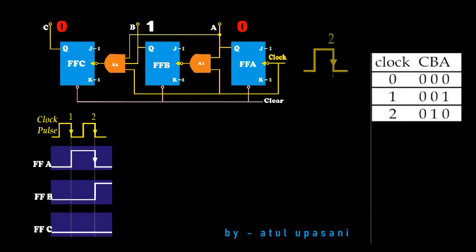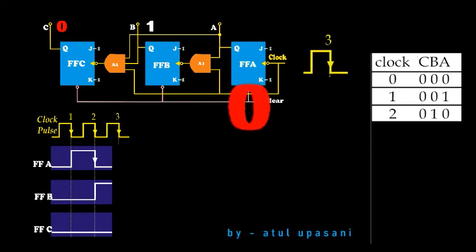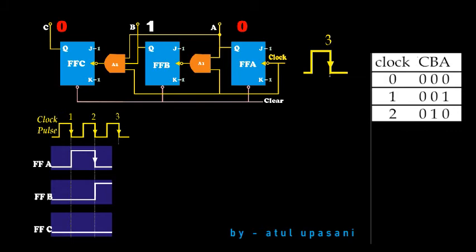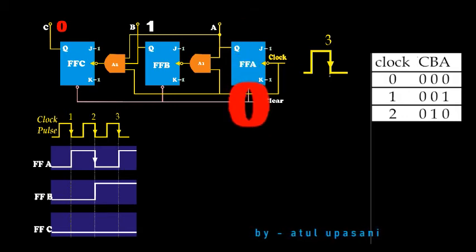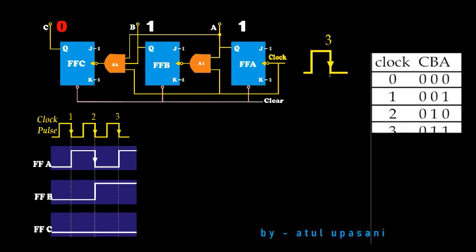Now for the third clock pulse, A equals 0, so both the AND gates will be disabled because the output of A is connected to both the AND gates. So the clock pulse cannot reach flip-flop B or flip-flop C. Hence, at the negative edge of the third clock pulse, only flip-flop A will toggle from 0 to 1. Thus the output will be CBA equal to 011.